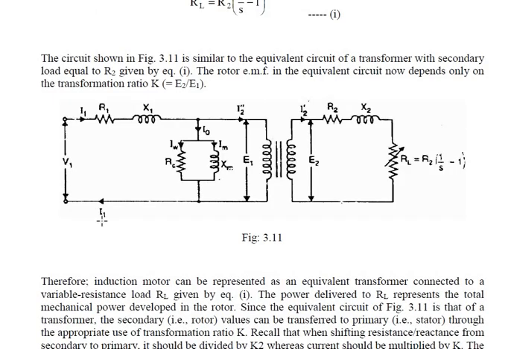Now this is the complete equivalent circuit of the induction machine. This is the applied voltage V1, this is the stator current I1, this is the stator resistance R1, this is the leakage reactance X1. Now this current I1 is divided into I0 and I2 double dash, where I0 is the no load current, which is further divided into IW and IM. IW is the working component, IM is the magnetizing component, RC is the core loss resistance, XM is the magnetizing reactance.